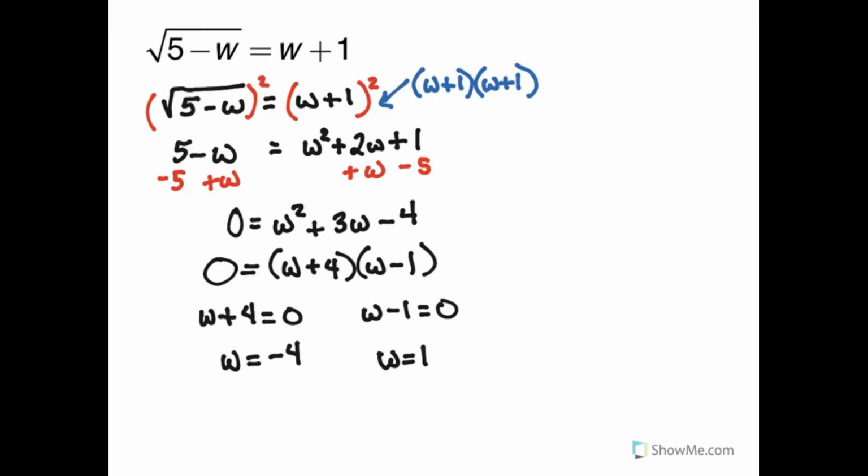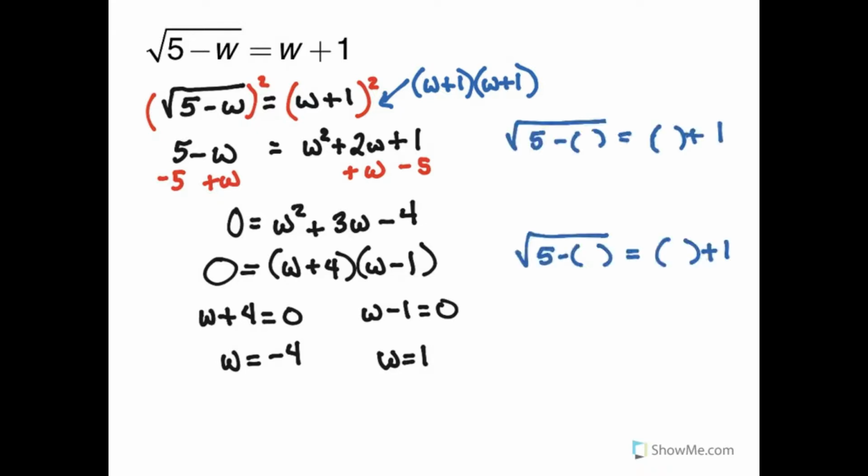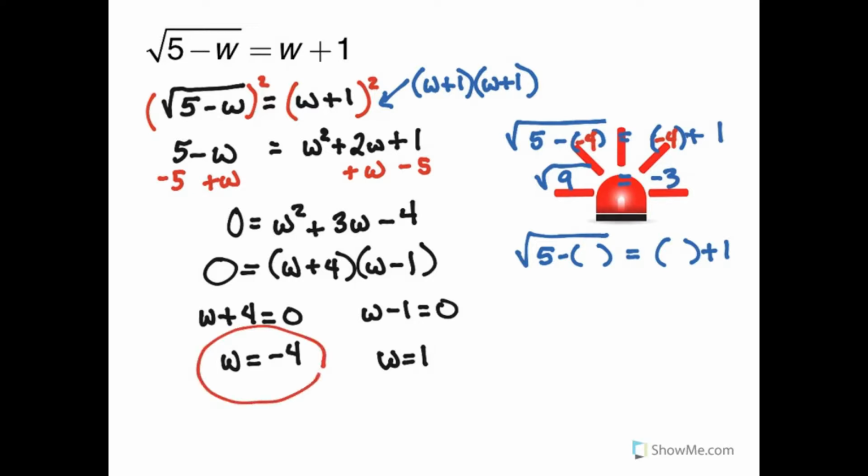Well, let's try those solutions back. In place of w, I'll try negative 4, and the square root of 5 minus negative 4 is the square root of 9. Negative 4 plus 1 equals negative 3. A square root can't equal a negative. That means that w equal negative 4 cannot be a solution to this equation.